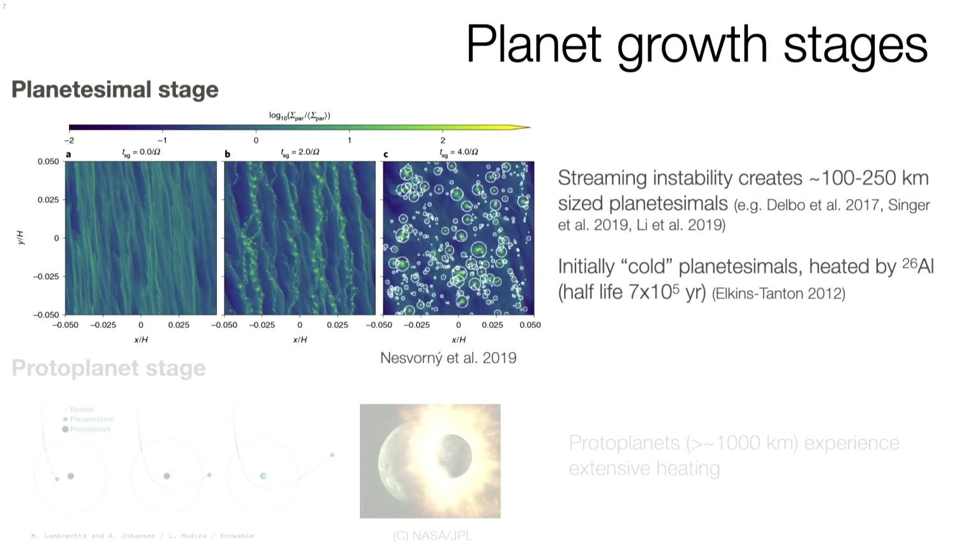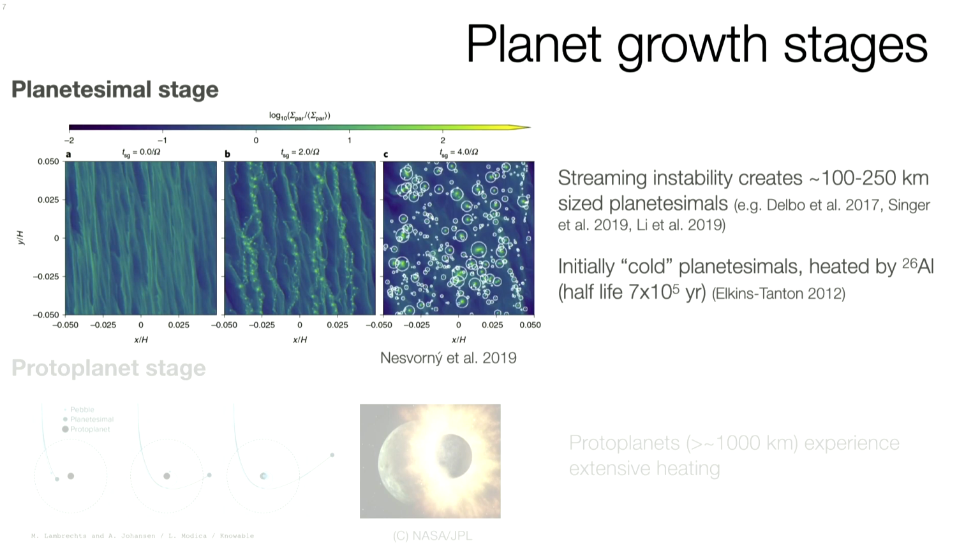So now we talked about the source of materials. Let's move on to the planetesimal stage. As we heard from Mikael's talk, the streaming instability creates 100 to 250 kilometer size planetesimals. The figure shows the particle density as a function of time, and you can see the formation of planetesimals in the last panel. The circle indicates the Hill radius.